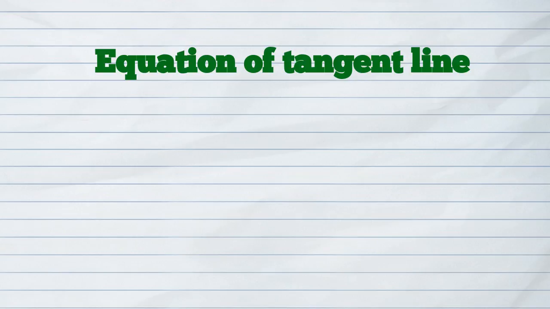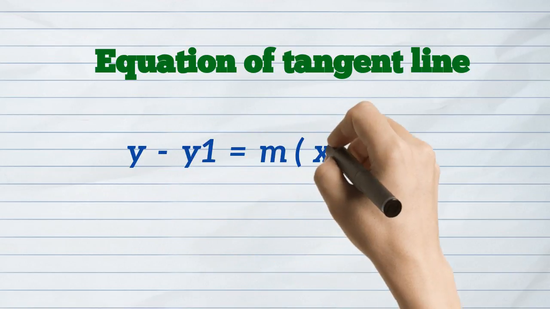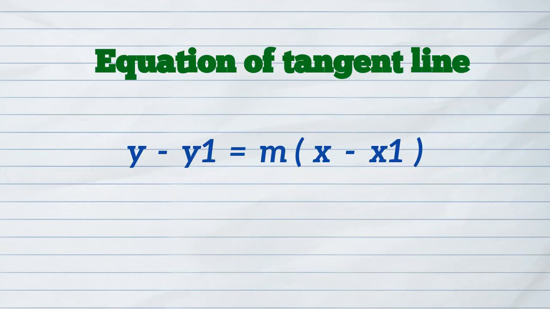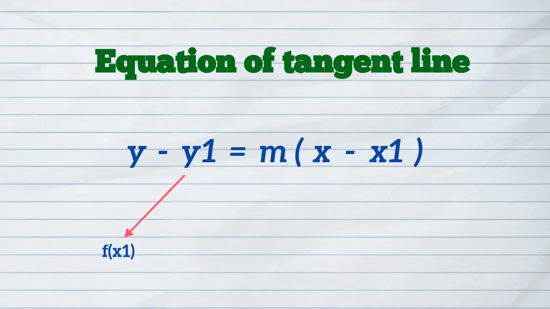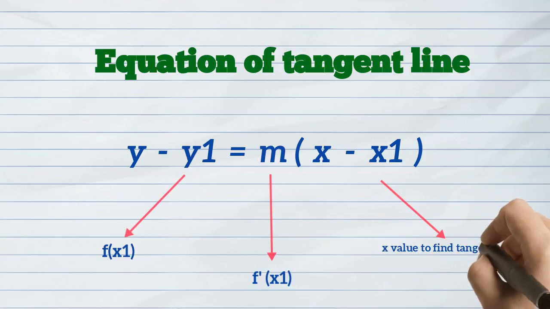Other than finding out the slope of the tangent line at a particular point using derivatives, we can even find the entire equation of the tangent line itself by the use of this formula: y minus y1 is equal to m times x minus x1. In the equation, y1 represents the value of the function at whatever x value that you are investigating. m is the value of the derivative after differentiating the function, and x1 is simply the x value that you are investigating in the problem.